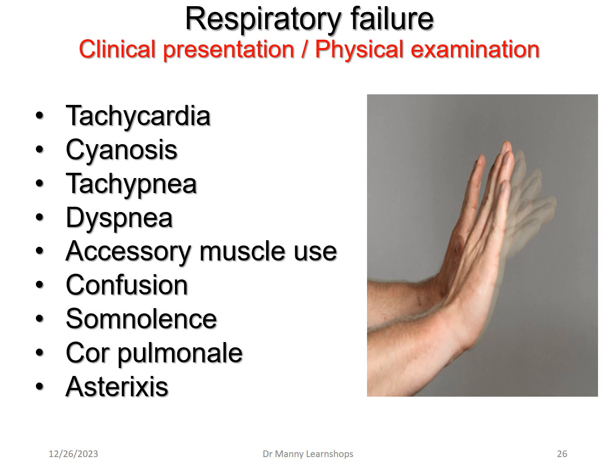When it comes to the clinical presentation and the physical examination, there'll be a tachycardia, tachypnea, dyspnea, accessory muscle use, maybe confusion, maybe somnolence, meaning here that there may be changes in the level of consciousness. They may have an asterixis, which again you can see in the picture here, which is a finger flap. They may have cor pulmonale, which basically means right heart failure, and in the worst possible scenario, they may be cyanosed.